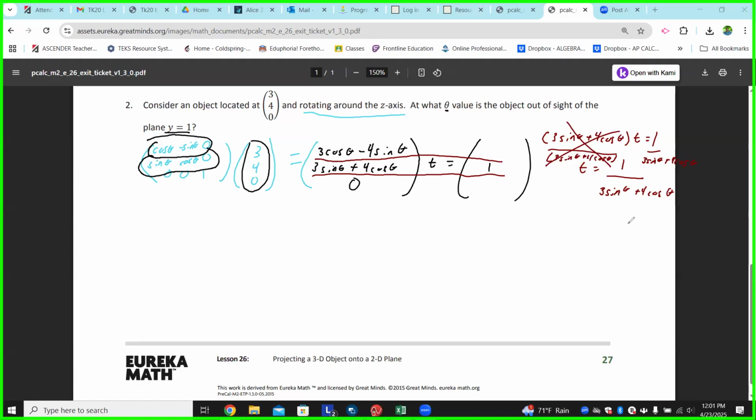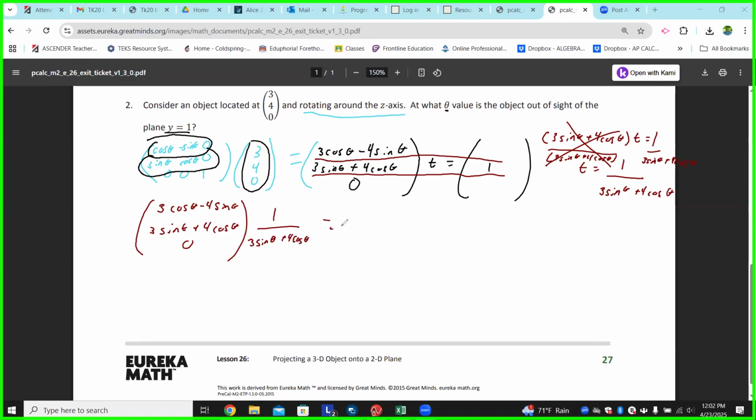Now I'm going to take this scalar and multiply it to my coordinate to figure out what my value would be. So here we go. 3 cosine theta minus 4 sine theta, 3 sine theta plus 4 cosine theta, 0. This is just my coordinate. I now have my scalar, so now I'm going to multiply that scalar. So that's 1 over 3 sine theta plus 4 cosine theta.